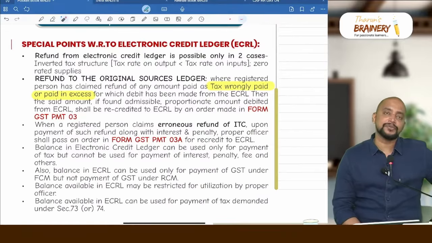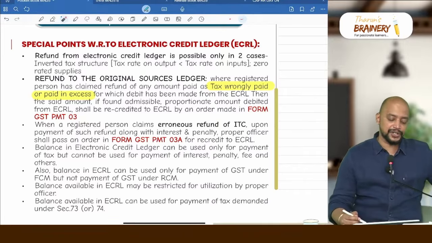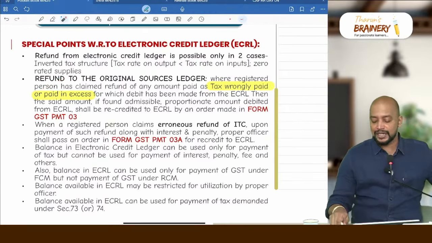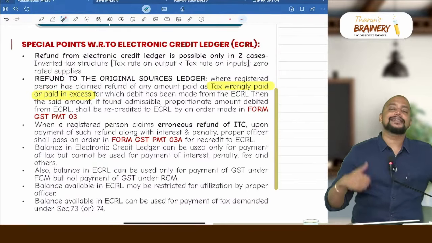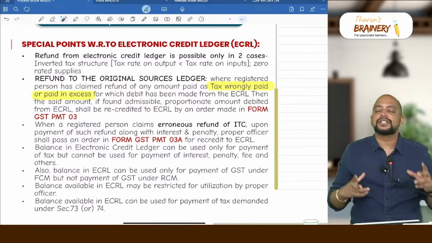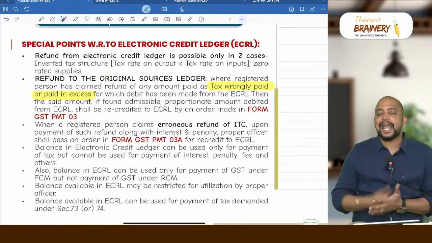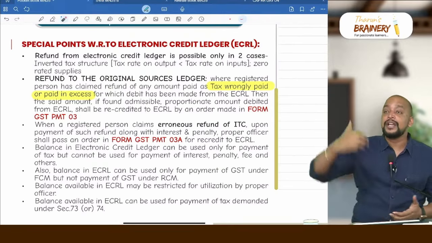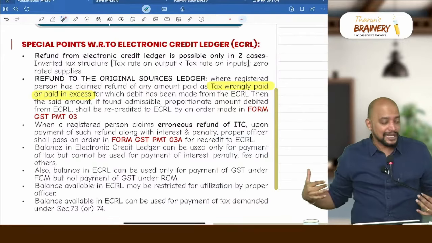We will get a refund from the credit ledger only in two cases, that is zero rated supplies and inverted tax structure. Then refund goes to the original source ledger in case the tax is wrongly paid or paid in excess, and that is sanctioned as a refund. Remember, it will come to the source ledger. Source ledger means how much amount we have paid. Say for example, we paid from credit ledger and cash ledger in 2:3 ratio. The refund also will come 2/5 into credit ledger and 3/5 into cash ledger.